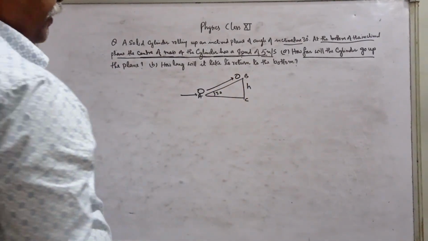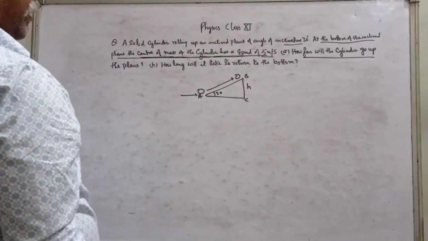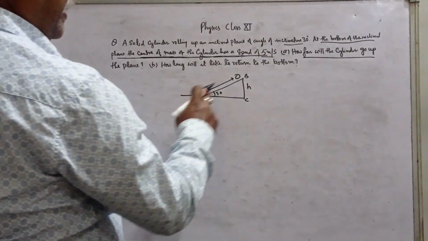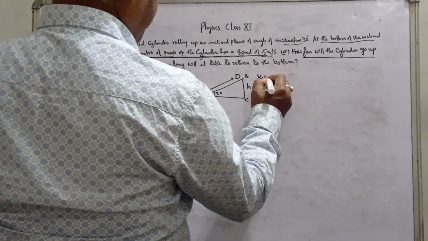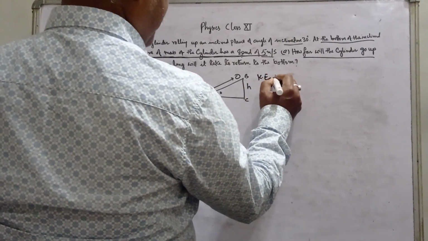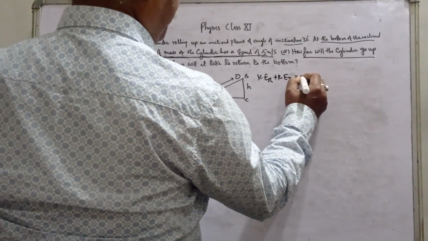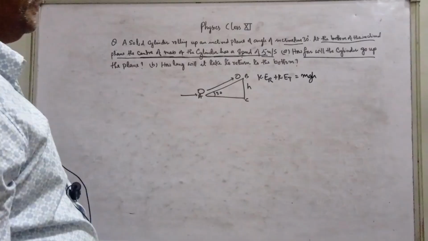So here there are two types of motion: one is the rotational motion and another is the translational motion. So the kinetic energy by rotational motion plus the kinetic energy by translational motion will be equal to mgh, the potential energy, because it has gone up to height h.